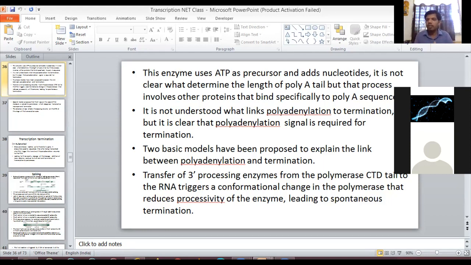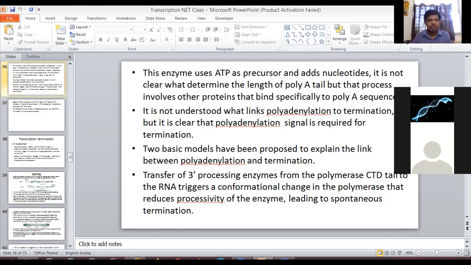At the 3' end of the RNA, there are processing enzymes, particularly those which are recruited by CPSF and CSTF, the two factors we have seen. So these factors, CSTF and CPSF, will recruit a number of enzymes, and these enzymes which are present at the 3' end will trigger the RNA structure, and if the RNA is cleaved, it means that this is the signal for the RNA polymerase to stop that activity, to terminate the transcription.